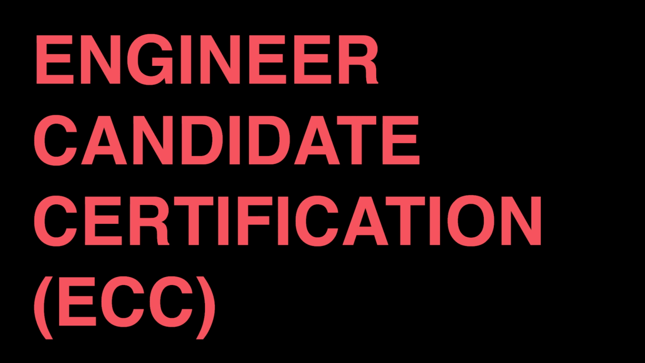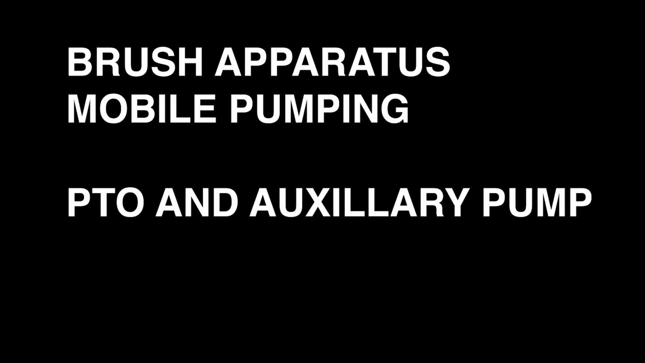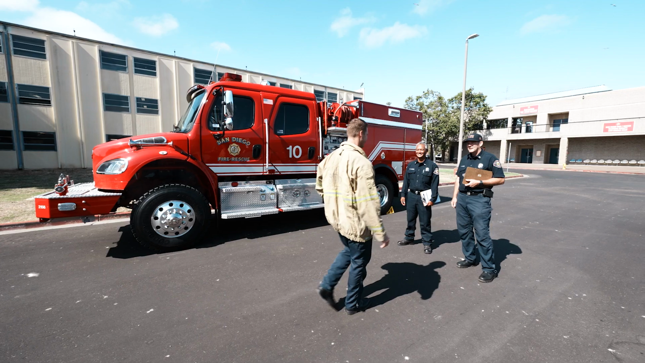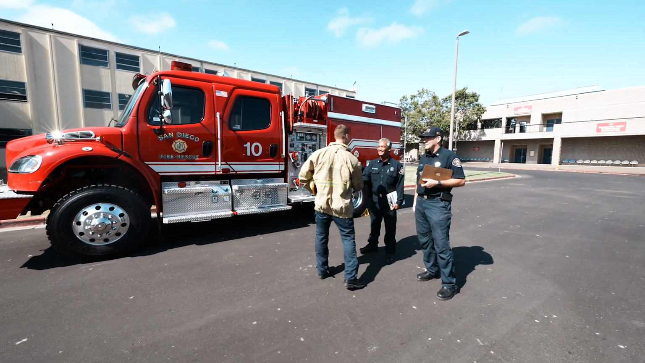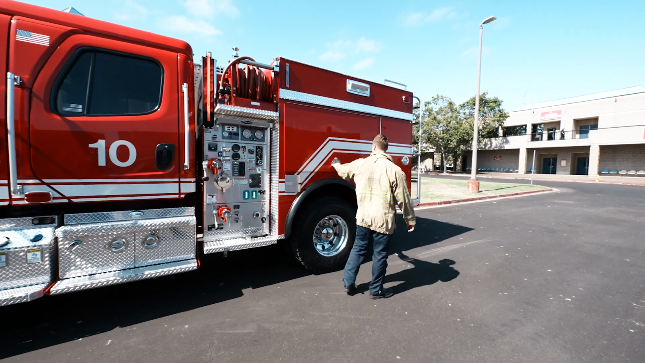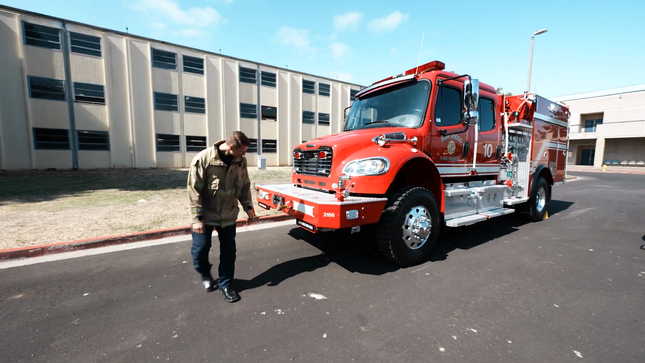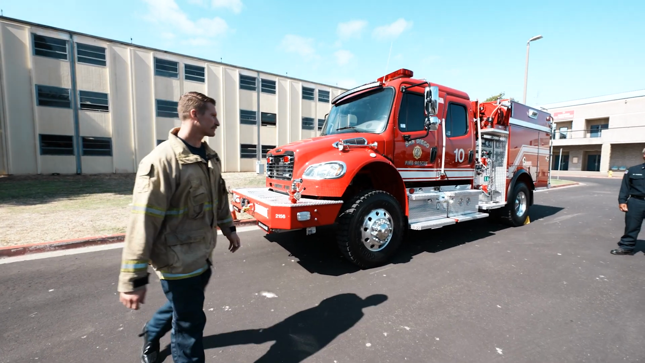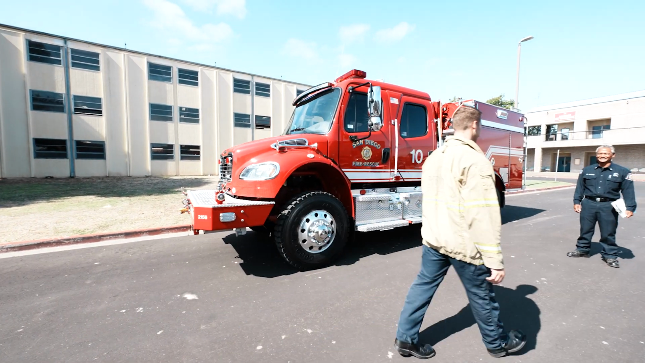Brush apparatus and mobile pumping, PTO and auxiliary pump. This video will outline the brush apparatus mobile pumping operation for the Engineer Candidate Certification, or ECC. For the mobile pumping operation, the candidate will be required to mobile pump utilizing both the PTO and auxiliary pumps. Prior to beginning the operation, the candidate will have an opportunity to pre-trip the brush apparatus. Once ready to begin the mobile pumping operation, the rater will describe the objective to the candidate.